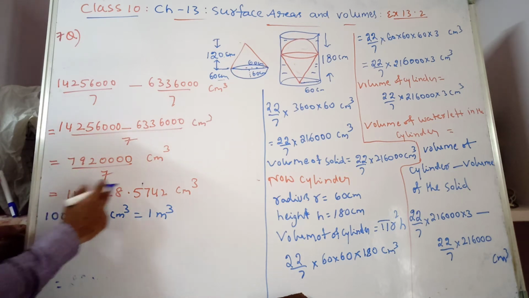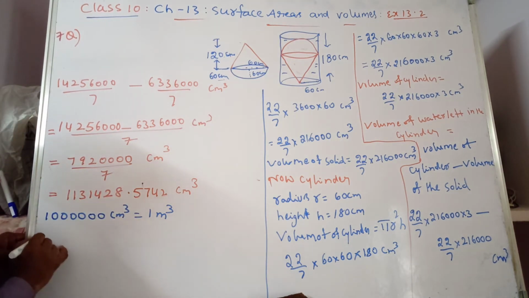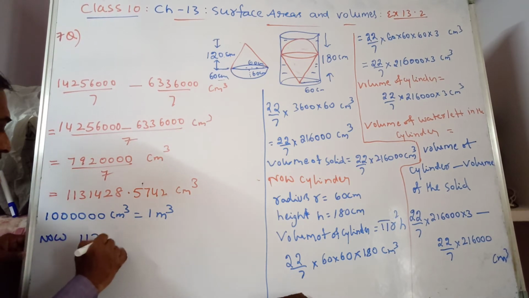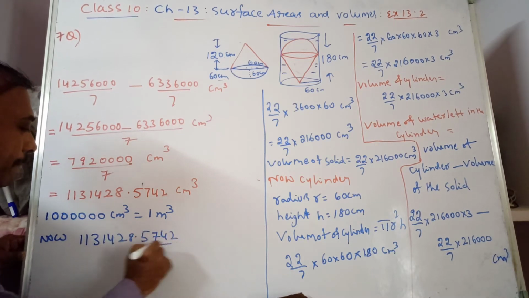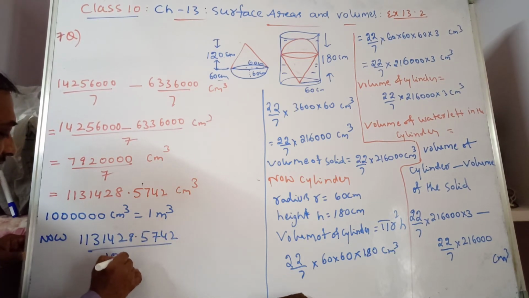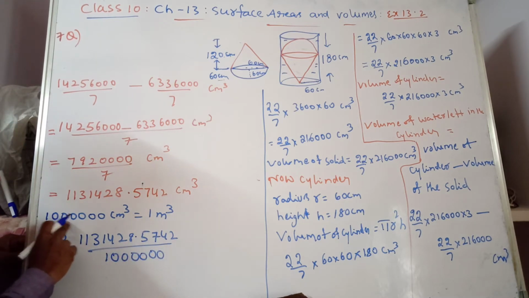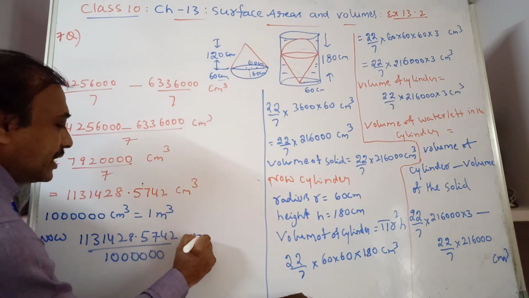This we are converting into meter cube. Now this we are converting 1,131,428.5742 by 1,000,000, 6 zeros, 1 2 3 4 5 6, into meter cube.